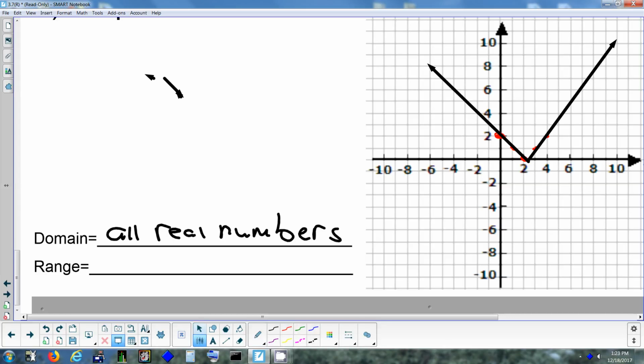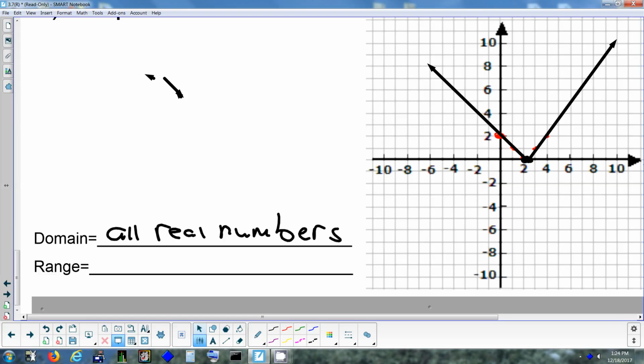When we do the range, it gets a little bit more tricky. Does this graph go up forever and down forever? No, it only goes up forever, starting from the vertex. So look at the vertex. Where is the vertex? It's at 2 up and down, 0 left and right, and the graph from there goes up. So the range here is all numbers from 2 and up.